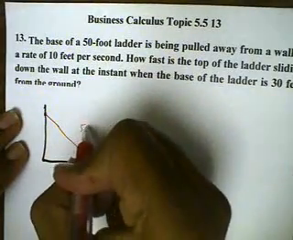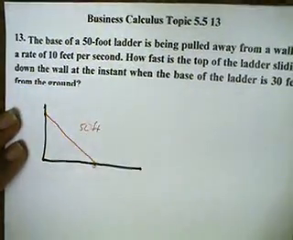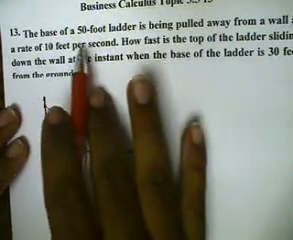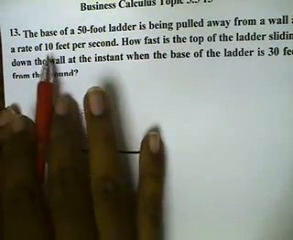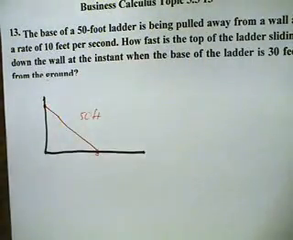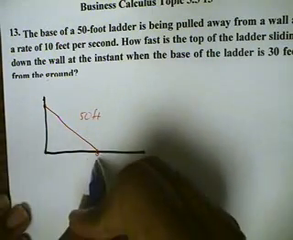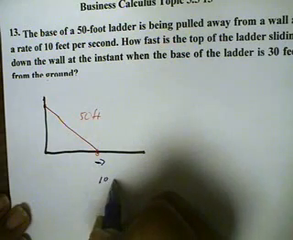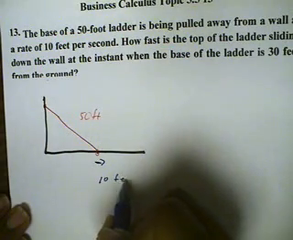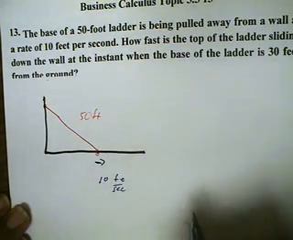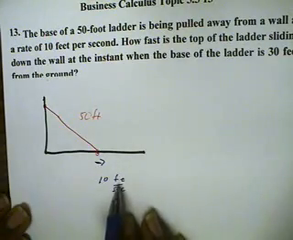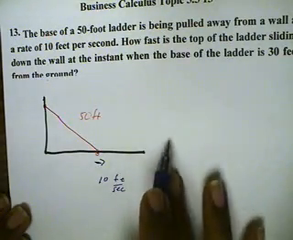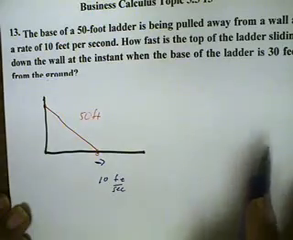Okay, 50 feet. Now what's happening is that it's being pulled away from the wall at a rate of 10 feet per second. So this part right here is moving, and that's moving at a rate of 10 feet every second. So it's moving that way, 10 feet every second.